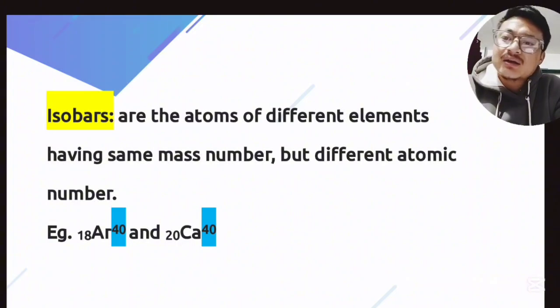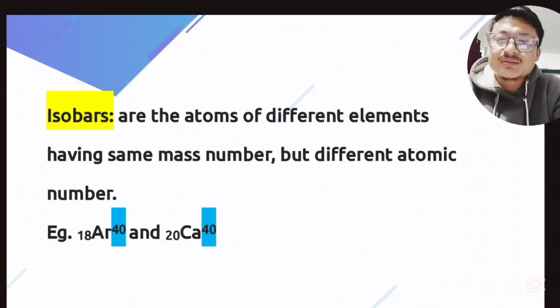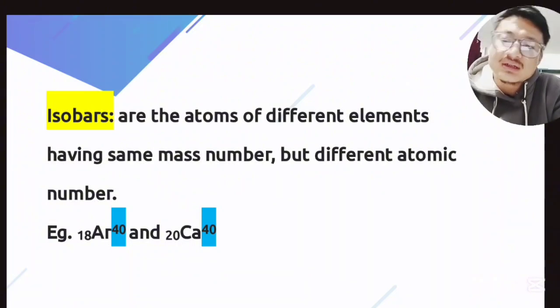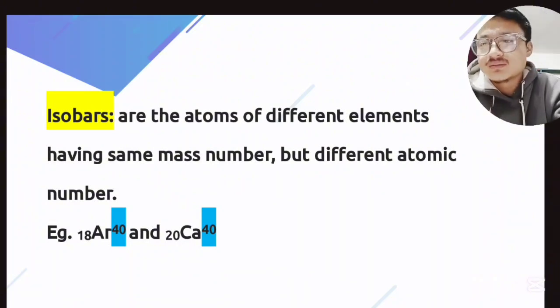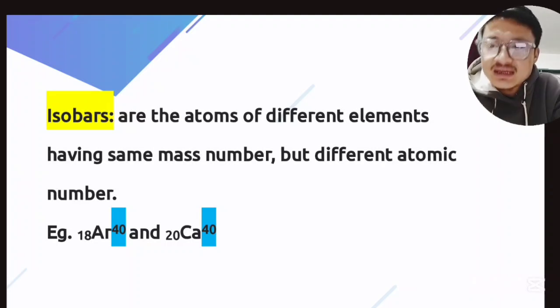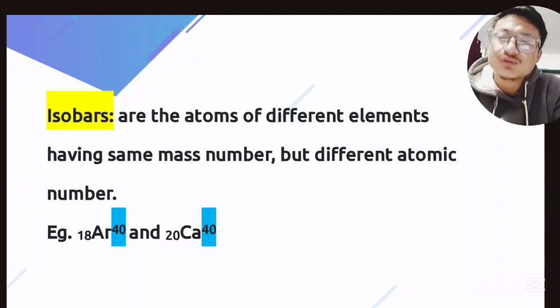Example, argon and calcium are different elements, yet they have the same mass number. Argon has mass number 40 and calcium has mass number 40. They have different atomic numbers: argon has 18 and calcium has 20. So different elements having the same mass number but different atomic number are called isobars.